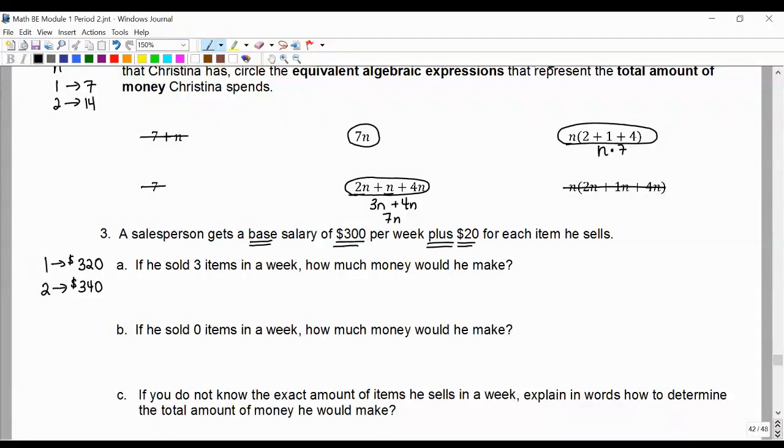All right, and actually we're almost to 3 items. So 3 items is going to be 3 items times $20 plus the base salary, or the flat amount, of $300, which equals a grand total of $360. This person's going to make $360. What about 0 items? We can even think of this as like a table. So 0, this person's not going to get the 20, but they are going to get the 300.